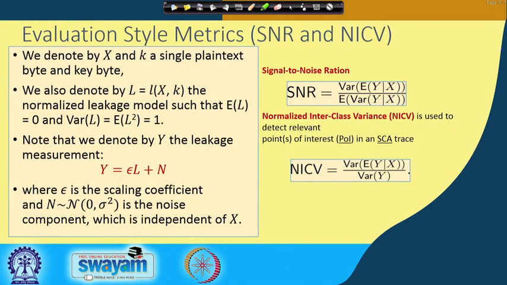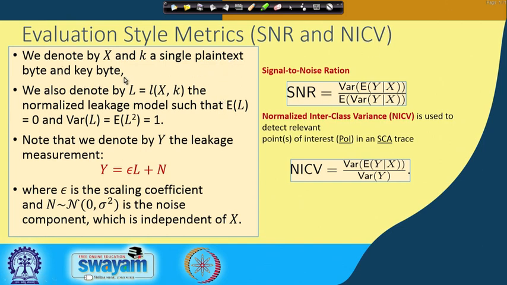So, there are different metrics which have been proposed in this evaluation style. Two of the most common ones are what are called SNR, as we have seen, the signal to noise ratio, and the other one is what is called NICV, which stands for the normalized inter-class variance. So, let us try to define this in our context. In order to formalize or define these notations, we will basically start with a definition of our leakage model.